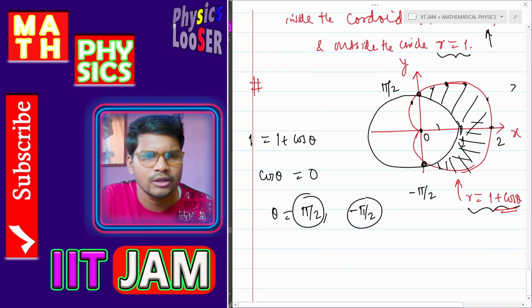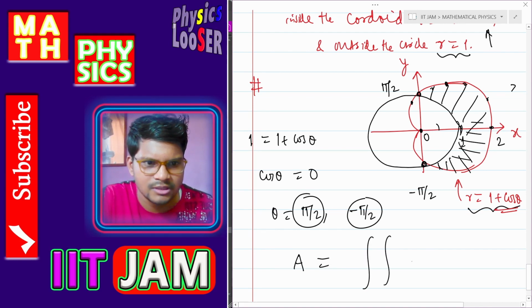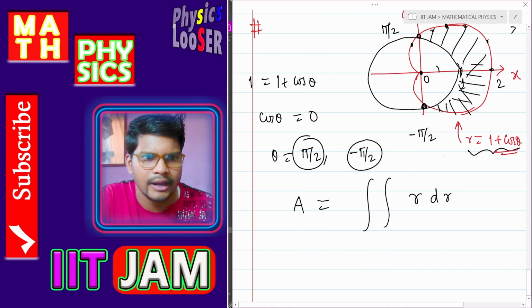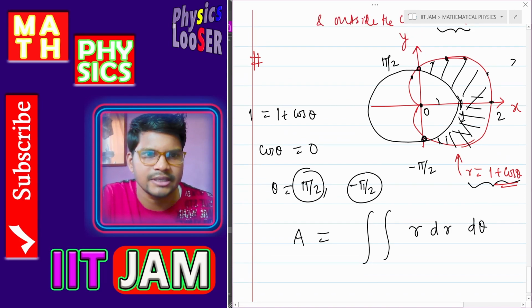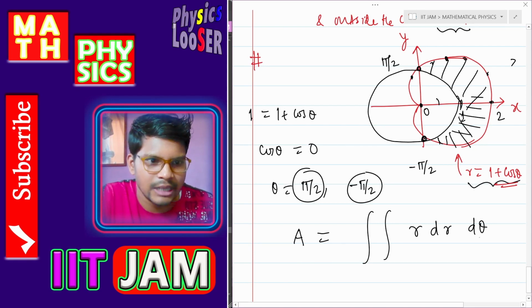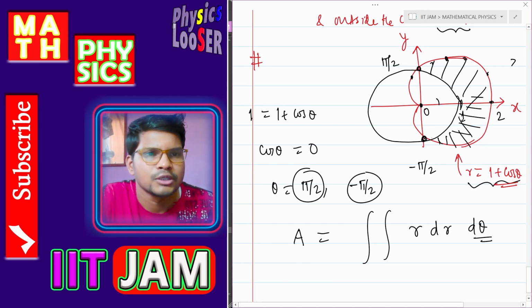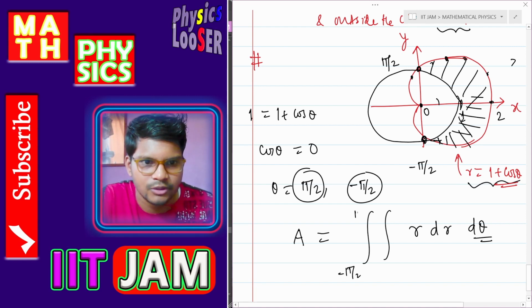Okay, so how can we find the area? I can simply write area would be, first I'm going to do here r dr dtheta, and now we have to choose the limits. First I'm going to determine theta. This region is bound from here to here, so theta is capturing this angle, minus pi by 2 to pi by 2.